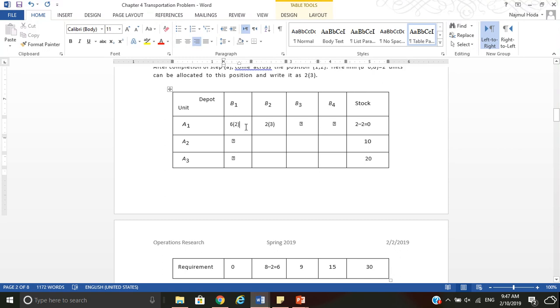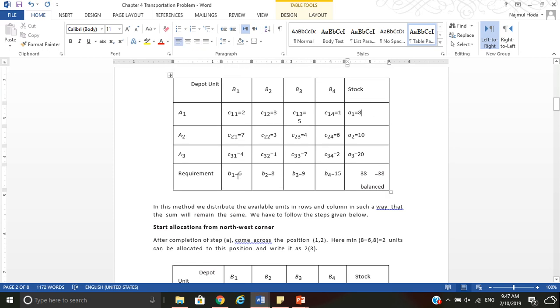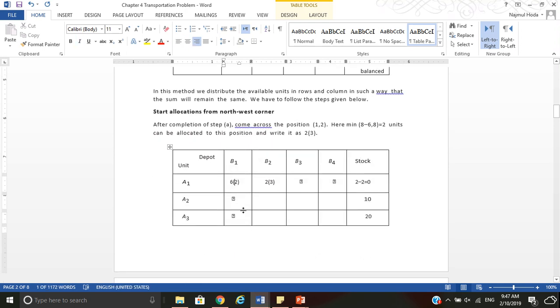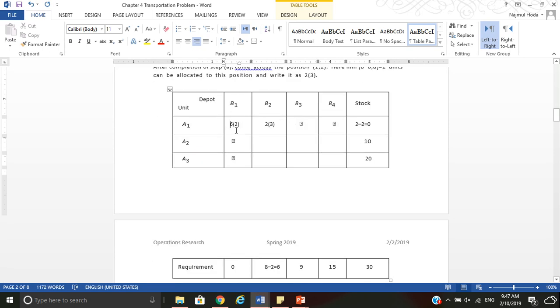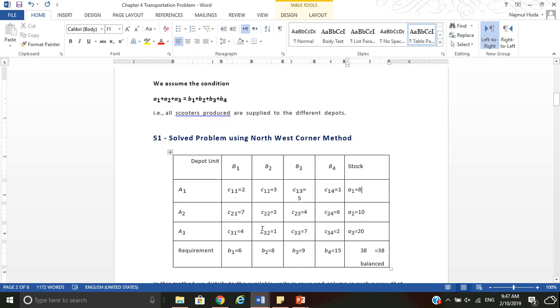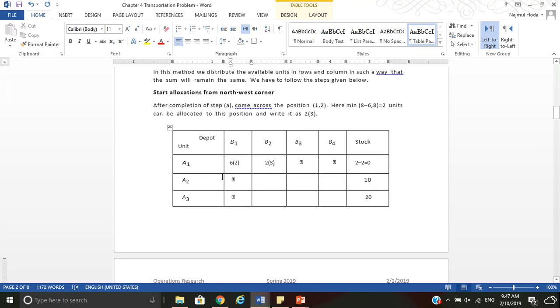Now after we have selected the cell, what should we do? We will look at the supply side and the demand side. After we look at these two sides, we will write the lower number here. So you can see here, this is the cost in brackets, and 6 is the lower number, so we keep it here. Then the next step is to subtract the number you have written here from both supply and demand. So 6 became 0 and 8 became 2. 8 minus 6 is 2. Now we go to the next step.